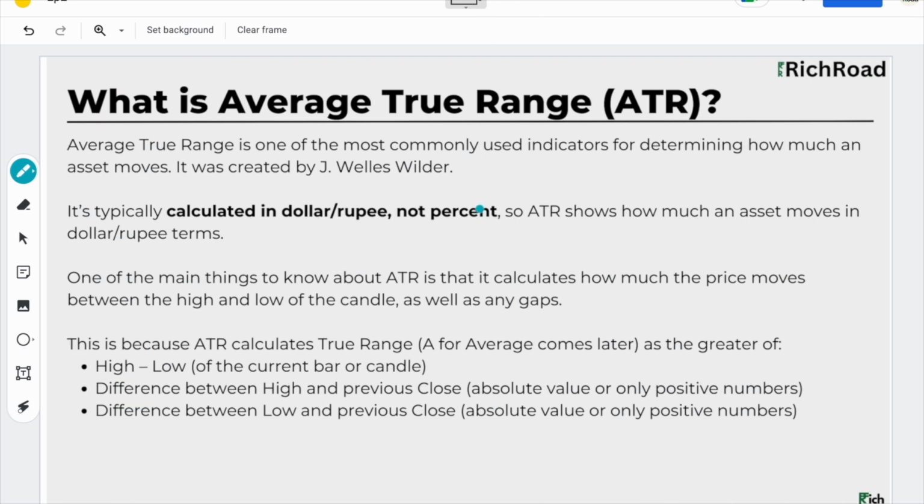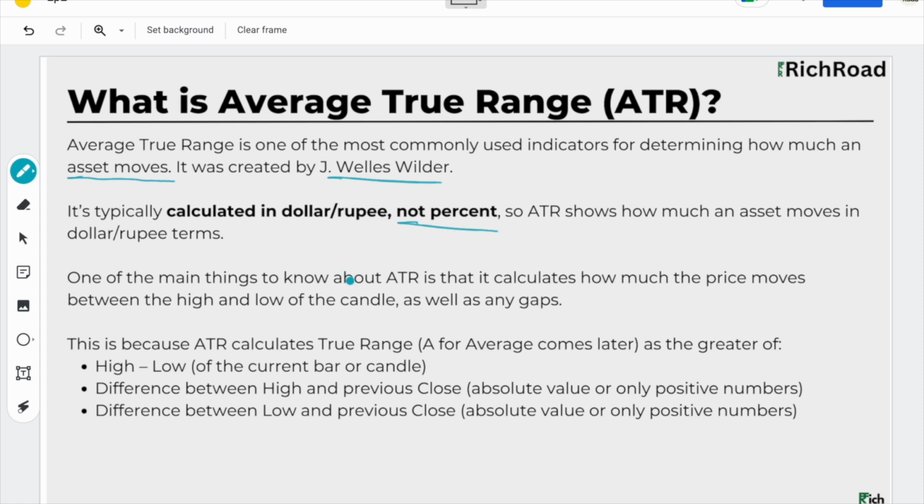So let's go in depth about what exactly average true range is, because if we understand what exactly it is and what the problem here is, then we will be able to make our own custom indicator. So see, Welles Wilder made it, and it is used for determining how much an asset moves. That was the use case, which we are not going to do. It's typically calculated in dollars or rupees, whatever currency you are operating in, and it is not a percent calculation, right? It is not used in percent.